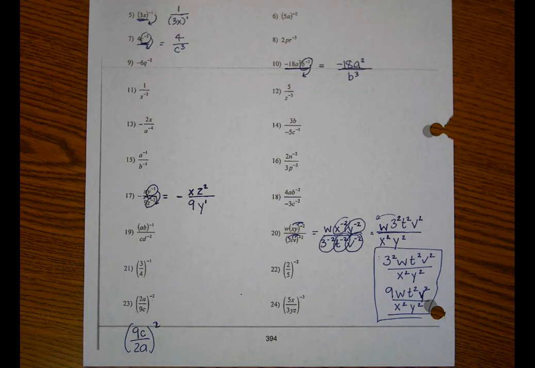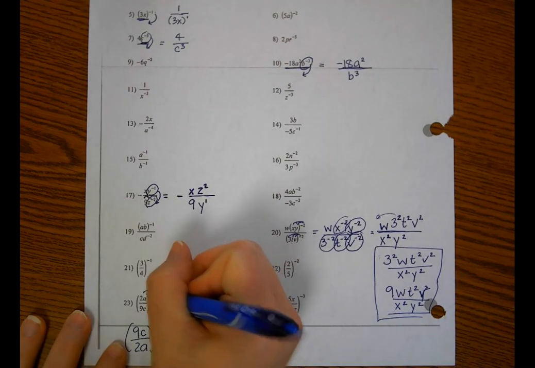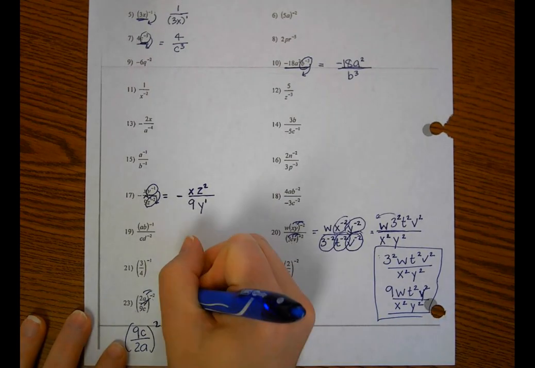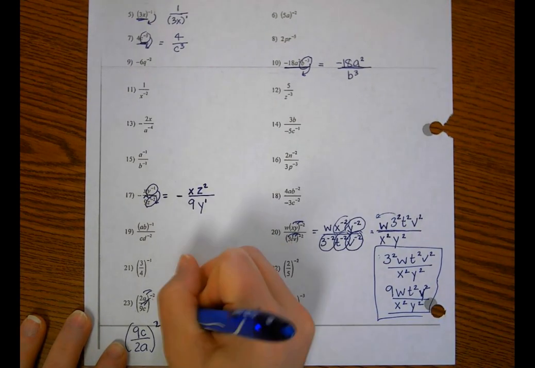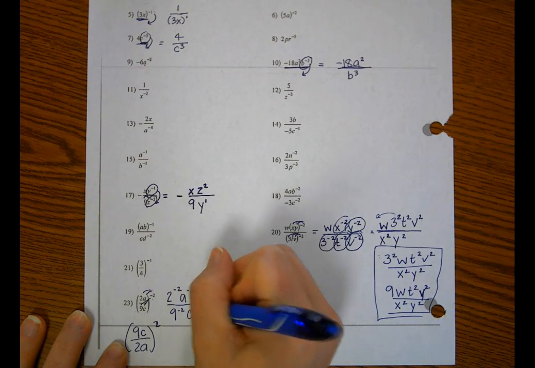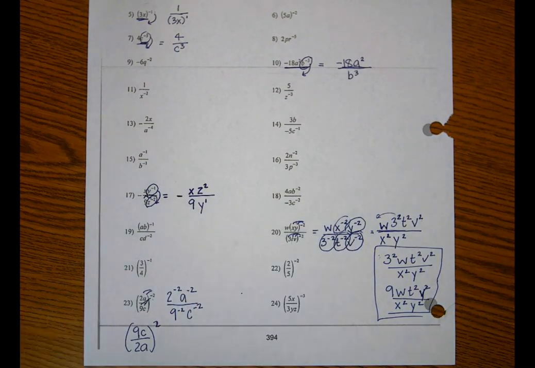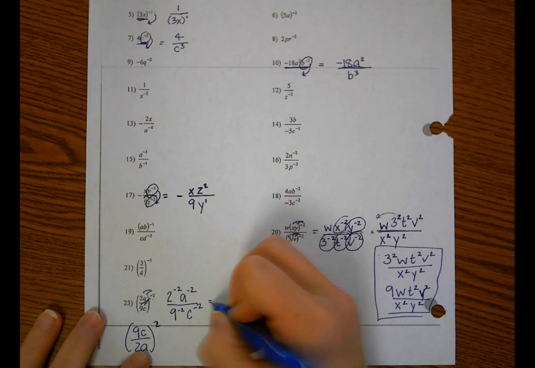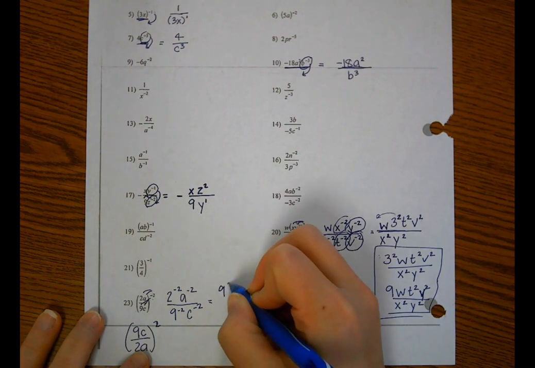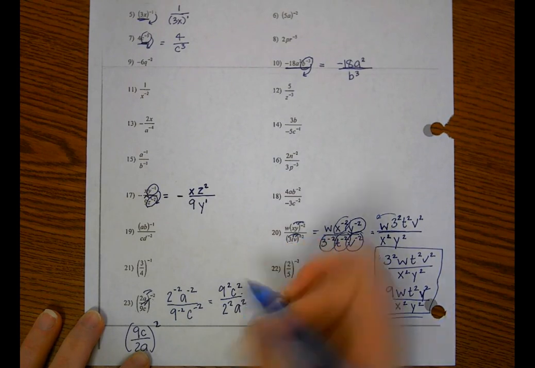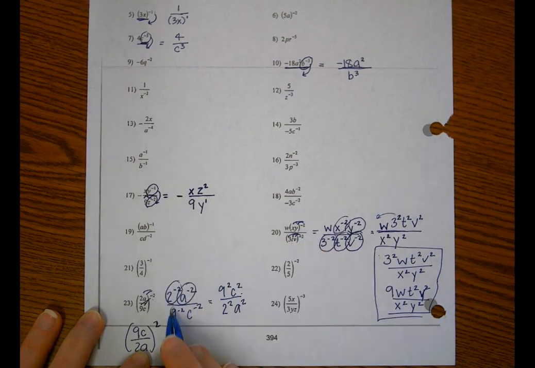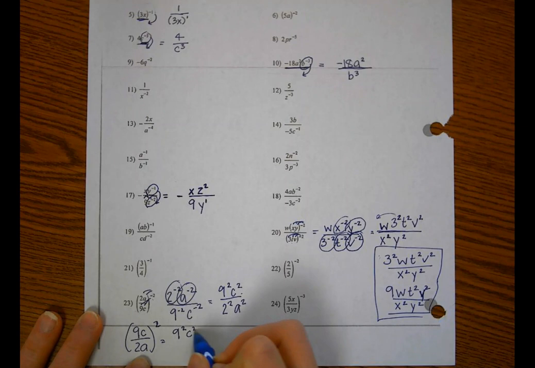It might be easier, just for consistency, to distribute the negative 2 into everything. So this becomes 2 to the negative 2, a to the negative 2 over 9 to the negative 2, c to the negative 2, and then flip everything over to make it positive. So this would become 9 to the second, c to the second, over 2 to the second, a to the second. I took both of these and moved them to the bottom to make them positive, and then I took both these and moved them to the top. That's the same thing you would get here when you flipped them over.